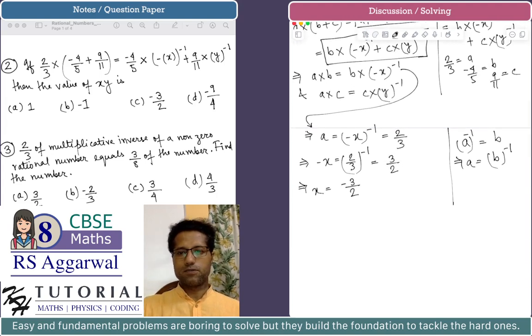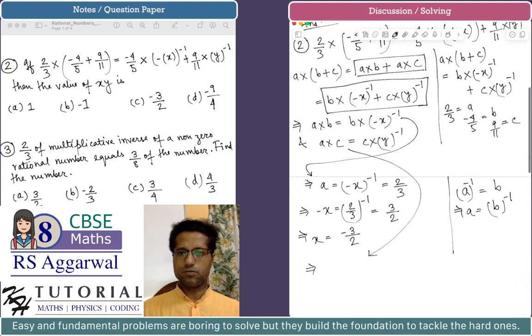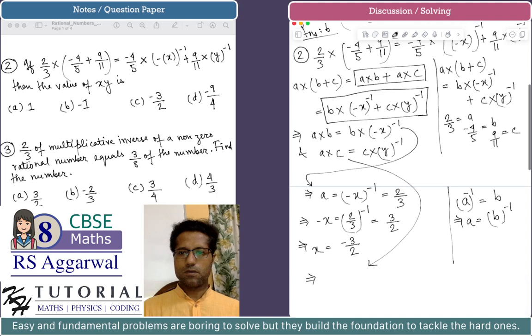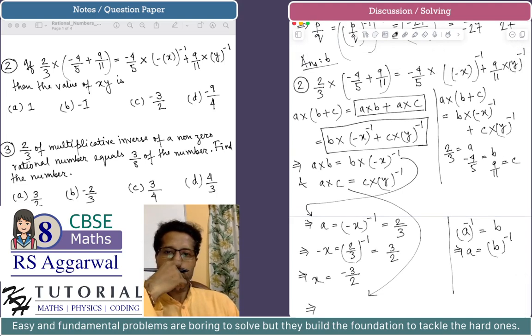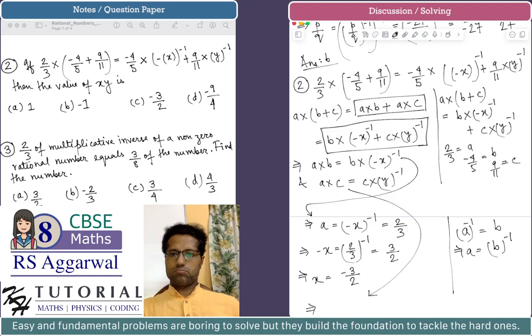And also from this we get a into c equals a into c. a into b plus c is equal to b multiplied by whatever this is, minus x, reciprocal of minus x, plus 9 by 11, which is c, into y inverse.